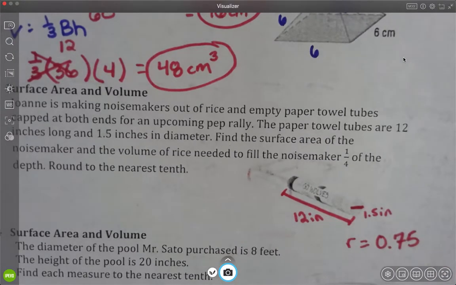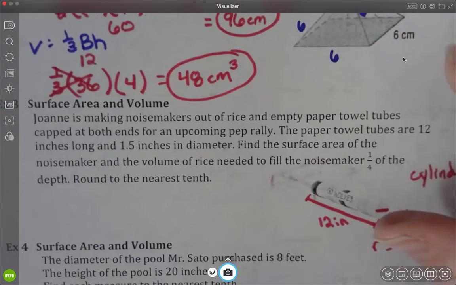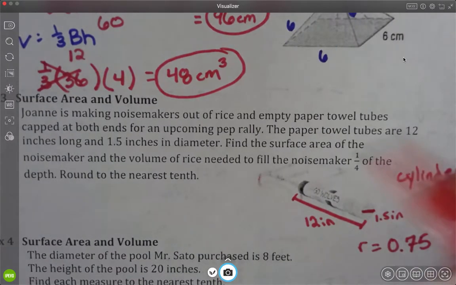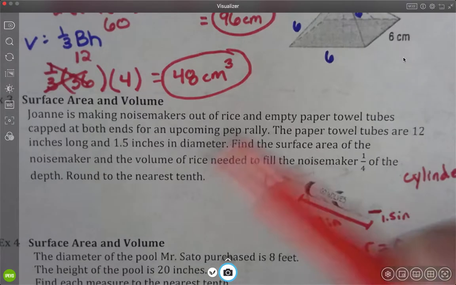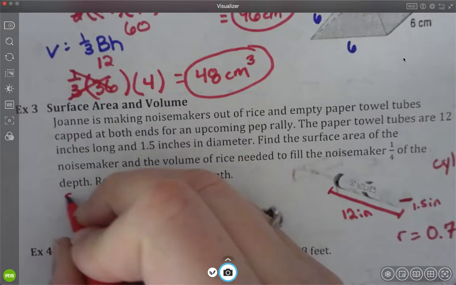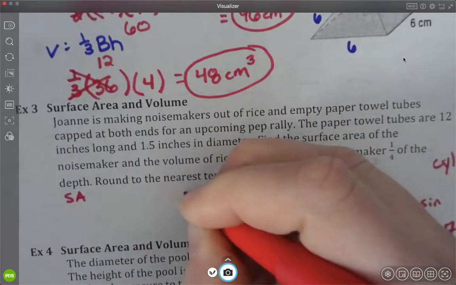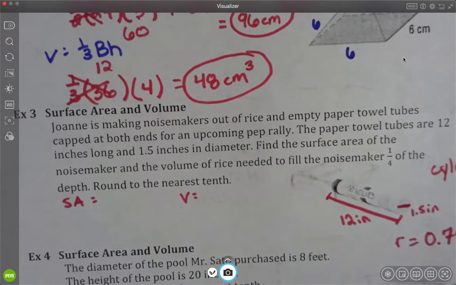Now, what shape are we dealing with, by the way? A cylinder. So I'm going to write that off to the side so we can remember what we're doing. It wants me to find the surface area of the noisemaker and the volume of rice needed to fill the noisemaker 1/4 of the depth. What does that mean? Let's just do surface area and let's just do volume. We'll do those regular old surface area and volume and then we'll worry about the 1/4 of it.